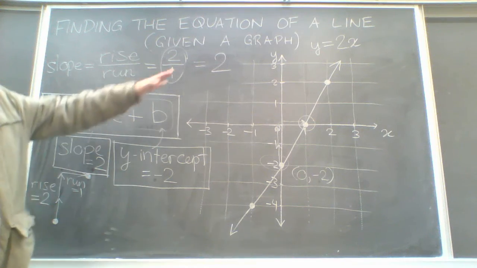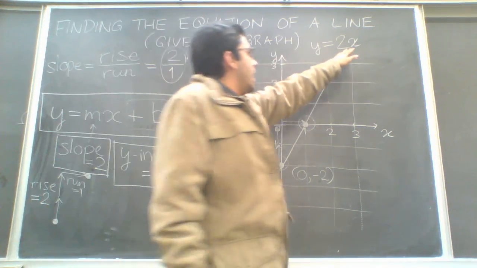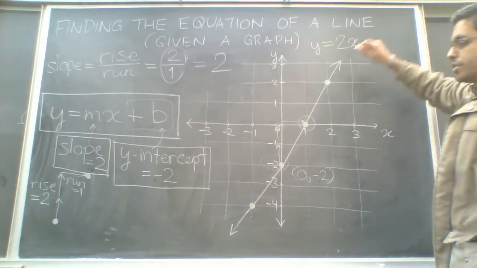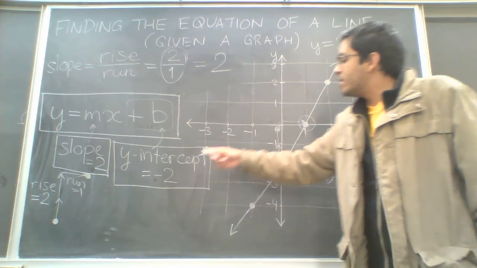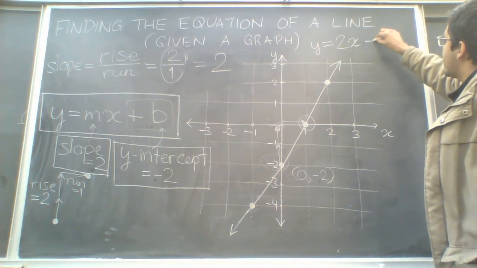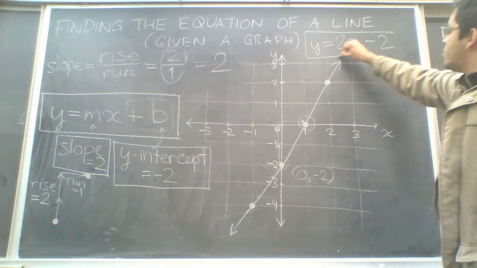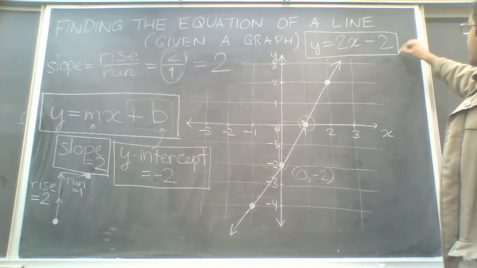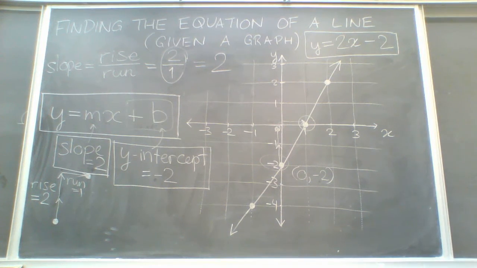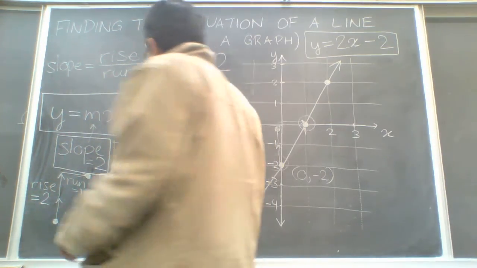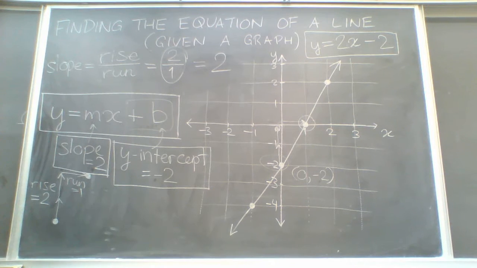So we've got 2x from the slope and the x itself, but now the y-intercept is negative 2. So we have to carry that negative with us, and we get an equation of y equals 2x minus 2, which I believe is one of the equations that we have tried graphing already.